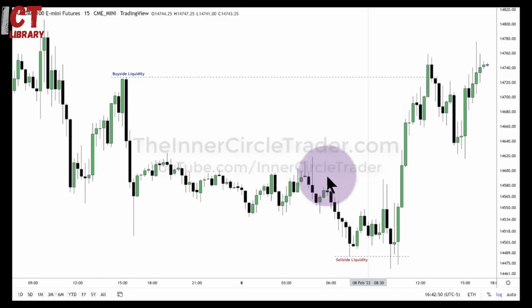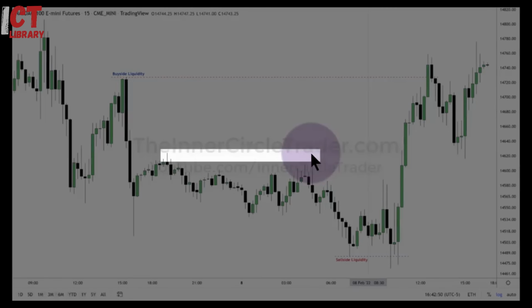Where's the liquidity going to be? Is it going to be above this? Or is it going to be above that? It's going to be above this. Okay. Why? Why not that one? And why this one? Keep looking left. What do you see over here? See that? These are relative equal highs.